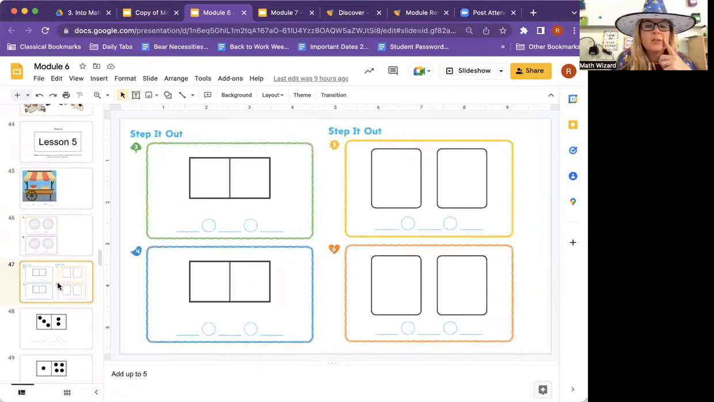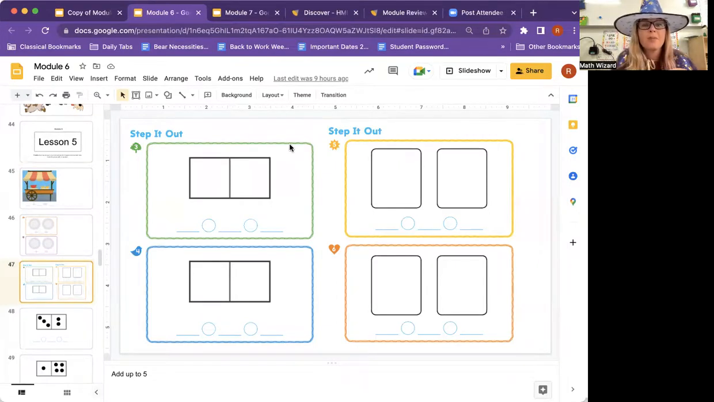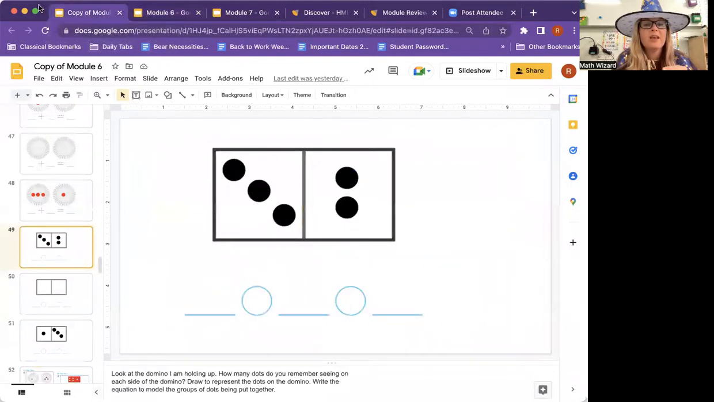Here we go. Next questions. Ooh, there's 4 of them. Okay. These kind of look like dominoes, right? Okay. These look like dominoes. So for number 3, let's look here. Ready? Ooh, let's look at this domino.